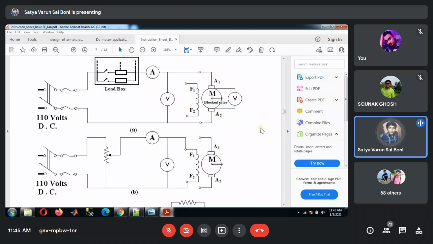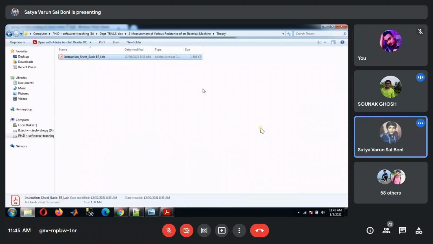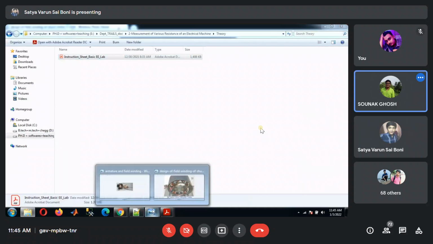You have to use those points only. You don't see this structure again. This structure won't come into the picture. Only A1, A2, F1, F2. So you just remember this, okay? Okay, sir. Understood, sir.